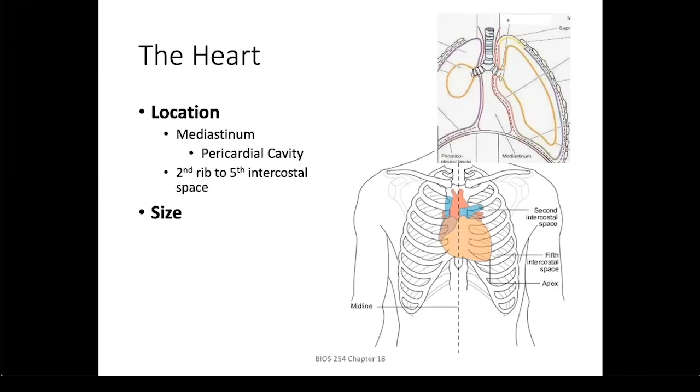It is about the size of your fist and shaped like an upside-down cone. The broad part of the heart is called the base, and it's the superior portion of the heart. The pointed part of the heart is called the apex, and that is the inferior portion of the heart. The apex is oriented toward your left hip. At the tip of the apex, you can hear the apical pulse. To listen to this, you can place the stethoscope below the left nipple.